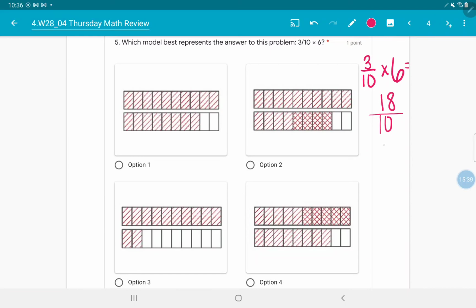18. So if I take 18/10 and I make it into a mixed number, it takes 10/10 to make a whole. I would have 8/10 left over. So I'm looking for the model that shows 1 and 8/10. Which one is that, Alexis? The first one. Option 1 is the correct answer. Questions with today's daily math? No. All right.